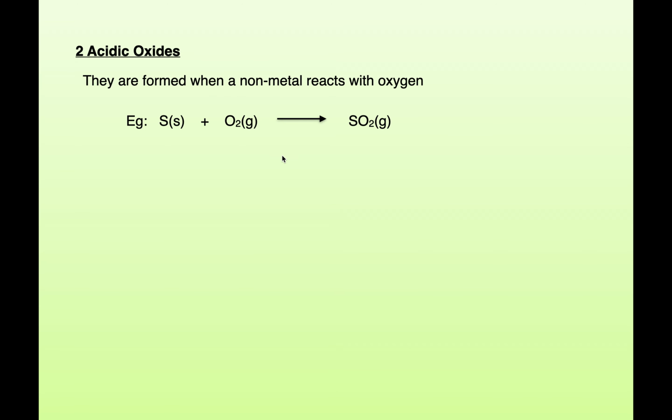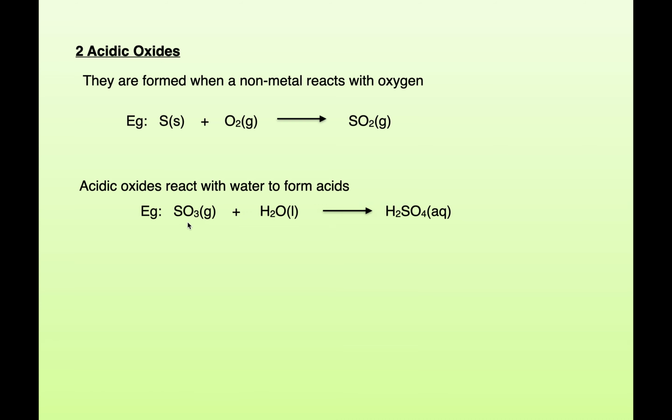Acidic oxides. So basic oxides react with acids. Acidic oxides, you guessed it, are going to react with bases. They're formed when a non-metal reacts with oxygen. So classic is sulfur dioxide, the culprit of acid rain in its day. Sulfur, a non-metal, reacts with oxygen to produce sulfur dioxide. Once we have this oxide, which is an acidic oxide, it will react with water to form acids. So if I take, for example, sulfur trioxide and I react it with water, I get sulfuric acid.